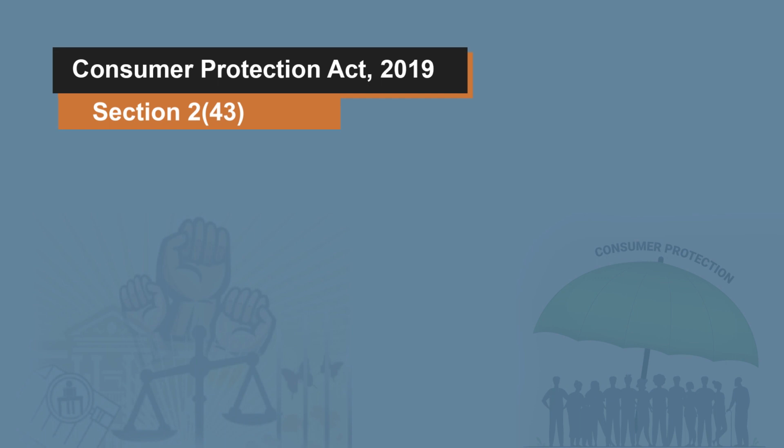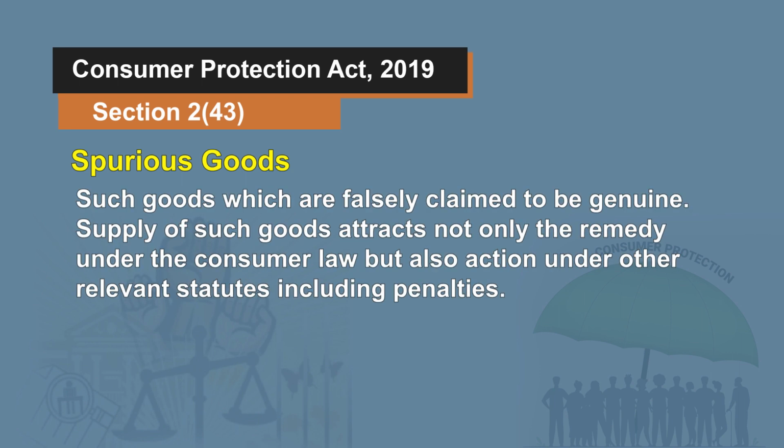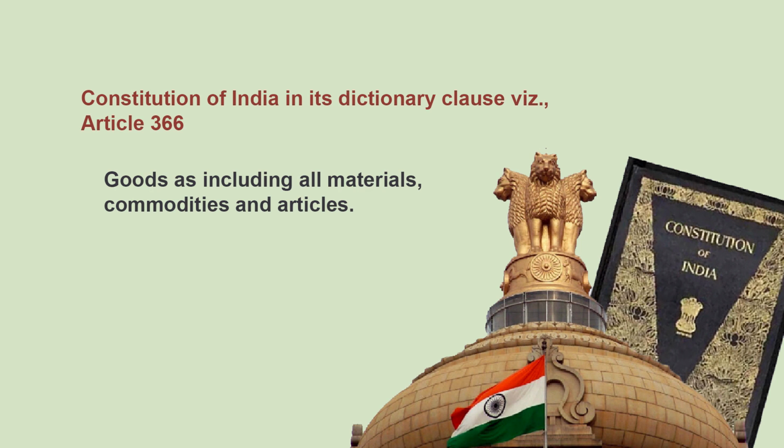Section 2, Clause 43 of the new Act defines spurious goods, meaning such goods which are falsely claimed to be genuine. Supply of such goods attracts not only the remedy under the consumer law, but also action under other relevant statutes, including penalties. The Constitution of India, in its dictionary clause, that is Article 366, defines goods as including all materials, commodities and articles. An analysis of the above definitions given under different laws shows that goods are all kinds of movable properties consumed by human beings.